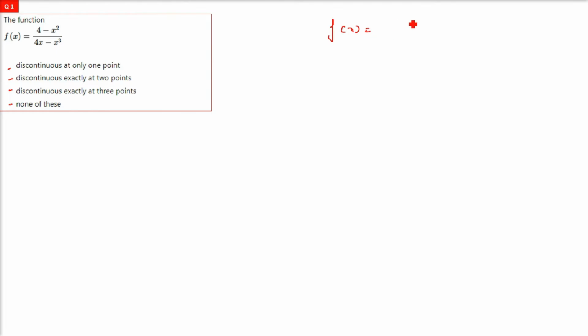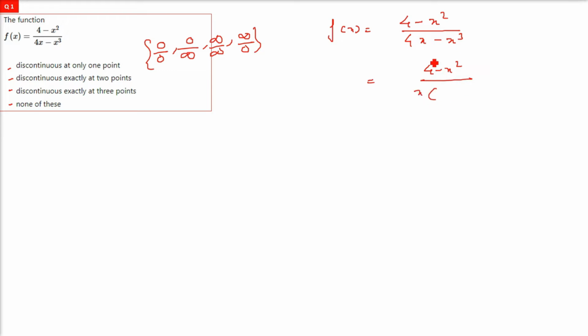For example, if f(x) is given like this, (4 minus x squared) divided by (4x minus x cube). Any function is valid when it is not giving you the form of 0 by infinity, 0 by 0, infinite by infinite, or infinite by 0. These are certain examples that we don't want, because they are not describable. For that we have to see the denominator and what value makes it valid. So I am taking x common from the denominator.